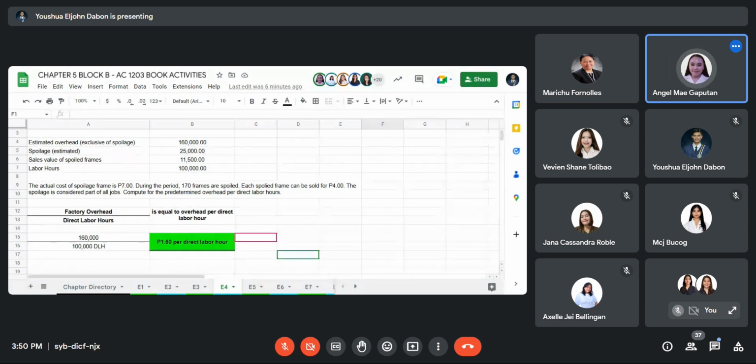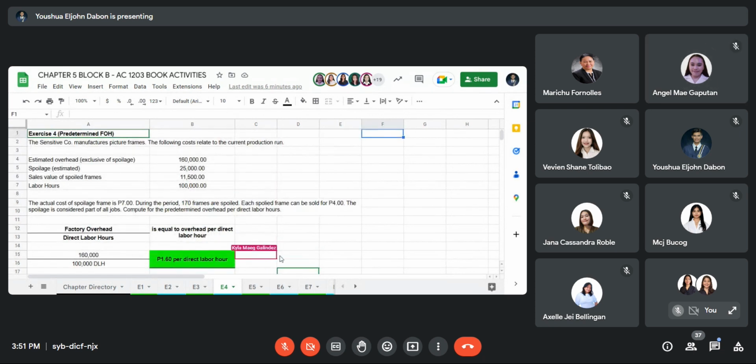So in order to get the rate per direct labor hour, we need to use the formula factory overhead divided by direct labor hours. So it would be 160,000 divided by 100,000 labor hours, which is equal to 1.60 pesos per direct labor hour. Wait, remember, there is spoilage. The 160,000 excluded the spoilage cost, isn't it?